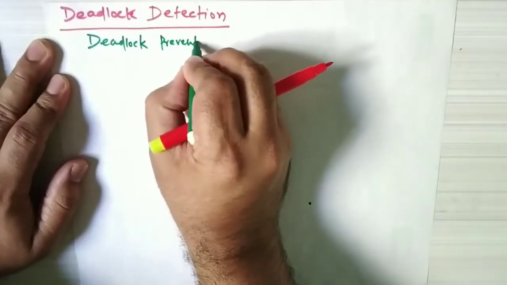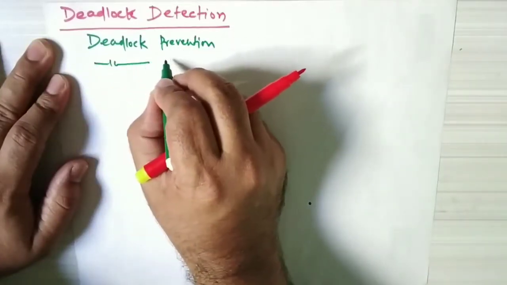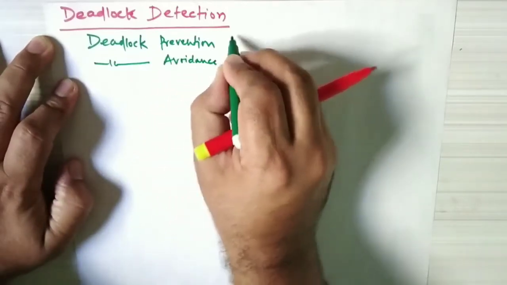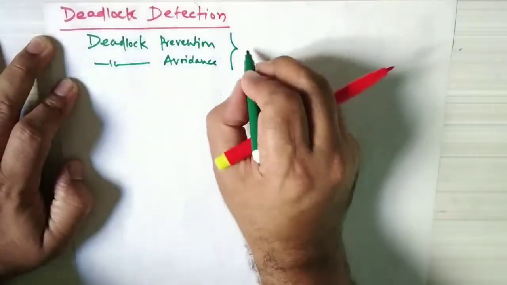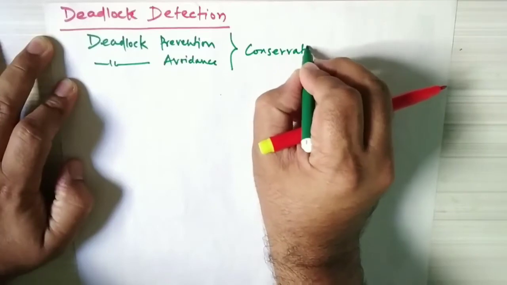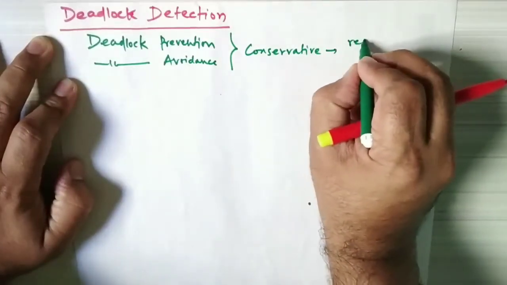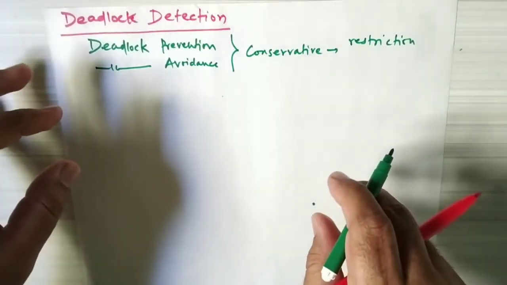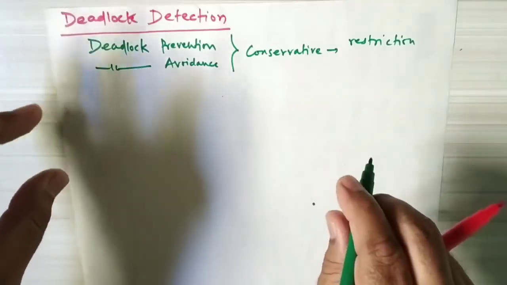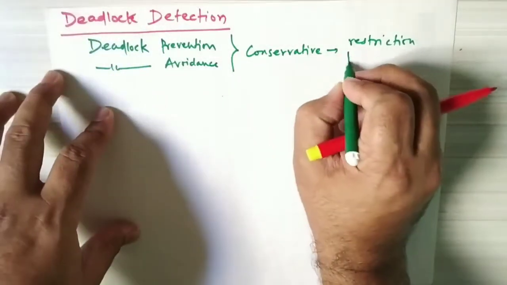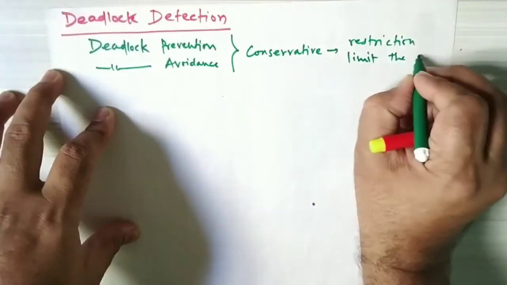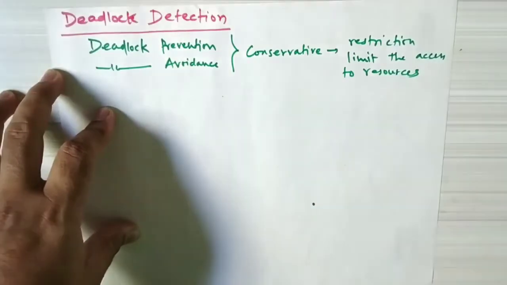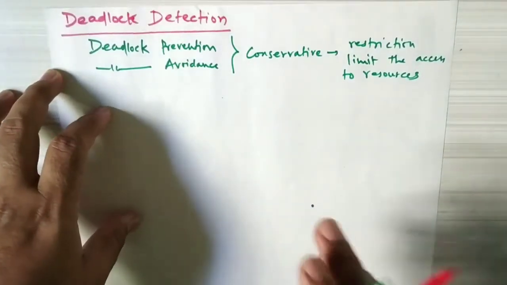The thing we learned in the last video about deadlock prevention and deadlock avoidance: these two techniques are very conservative. They have a lot of restrictions. They limit access to resources, also by imposing restrictions on the processes.